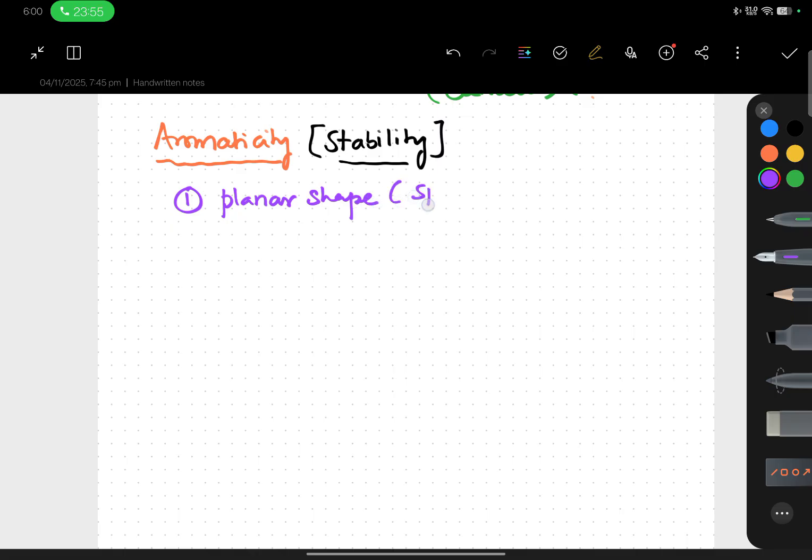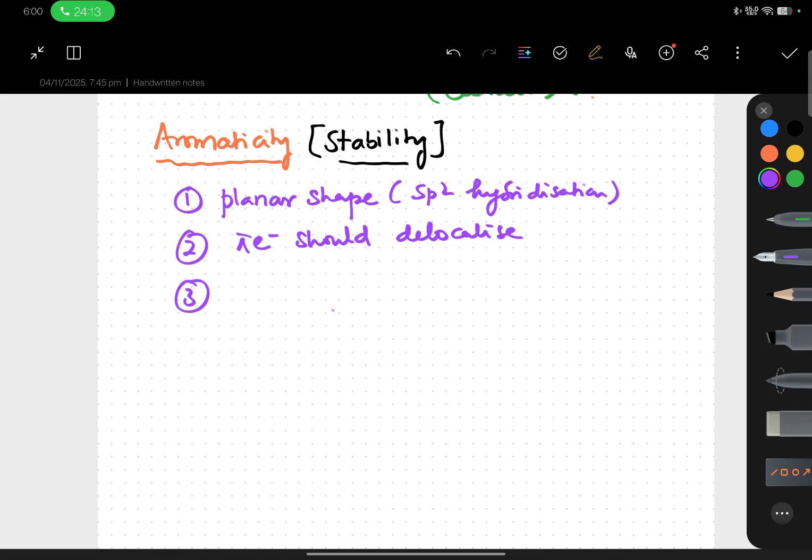When something is planar, it will have sp2 hybridization. This is number 1. Number 2, the pi electrons should delocalize. Number 3, it should obey a rule called Huckel's 4n plus 2 pi electron rule. It is not pronounced Hakkel, it is Huckel. Where n can be any integer, 1, 2, it can go on.